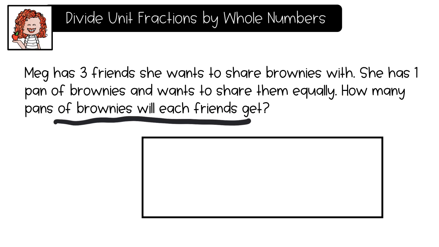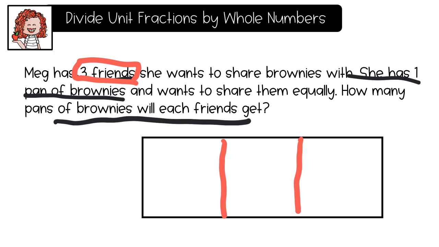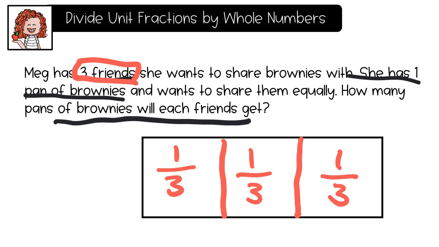Okay, we know that Meg has 3 friends and 1 pan of brownies. So we're going to let this right here represent our 1 pan of brownies. Now she wants to split those brownies up between her 3 friends, not including Meg, just her 3 friends. So I'd split my brownies into 3 equal pieces. So 1 friend gets this third, 1 friend gets this third, and 1 friend gets this third. So how many pans of brownies will each friend get?